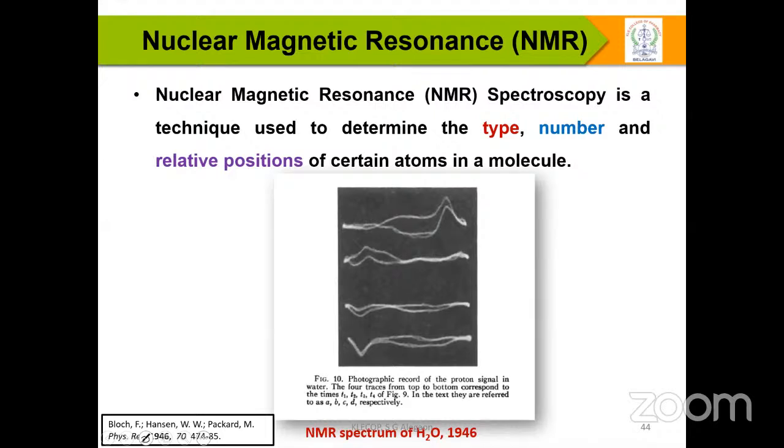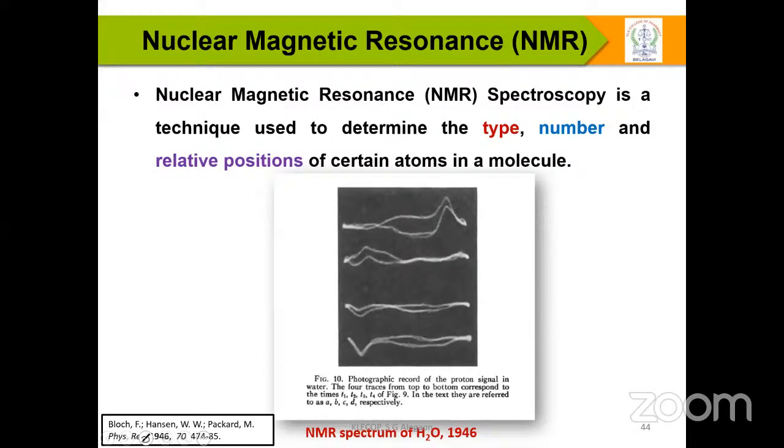Bloch published it in 1946 in Physical Review, which is very important in physics. This is the first NMR spectrum. Bloch published it in Physical Review in 1946, and most of the articles say this is the first NMR spectrum.